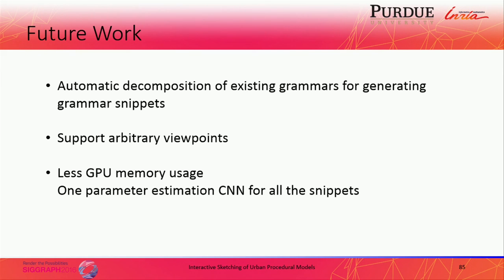And last but not least, each CNN takes up over 100 megabytes of GPU memory. So our current approach of using one parameter estimation CNN per snippet cannot scale to a large number of snippets. It would be very helpful if one parameter estimation CNN could be shared for all the snippets.